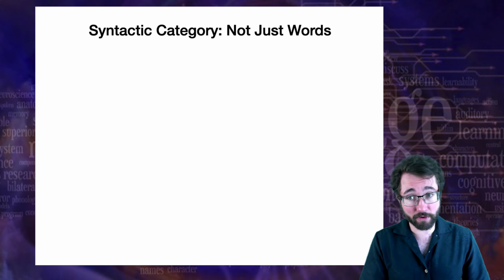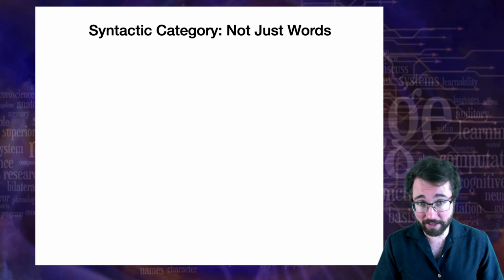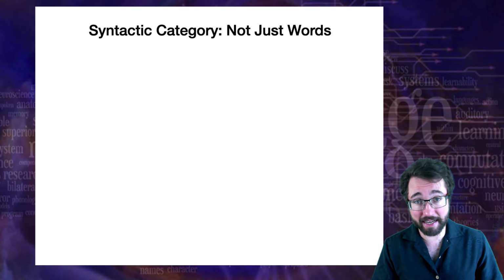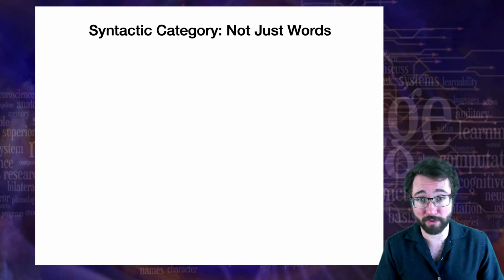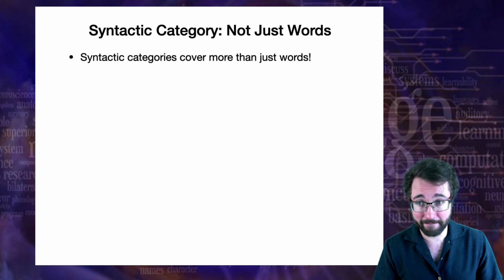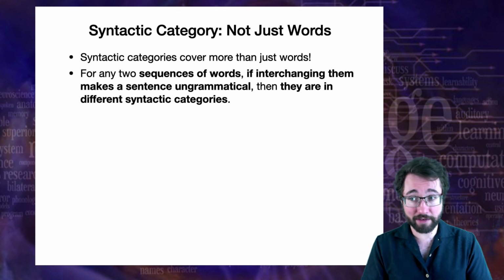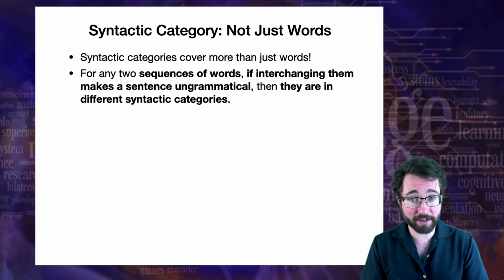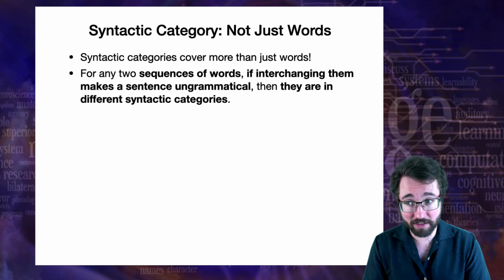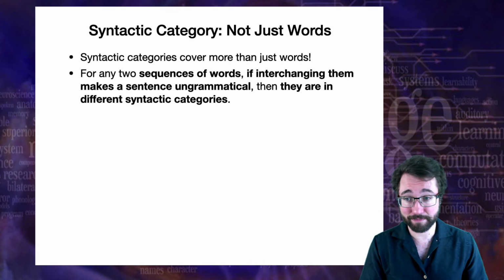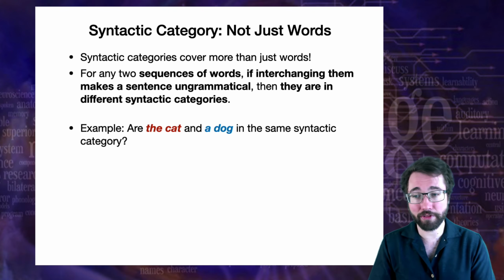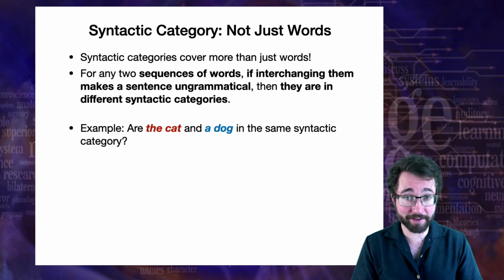Now, syntactic categories don't have to just be words, and here's where it gets really interesting. Syntactic categories can actually be sequences or collections of words. So, remember, for any two sequences of words, if interchanging them makes the sentence ungrammatical, then those sequences of words are in different syntactic categories. We have the cat and a dog. Are they in the same syntactic category?